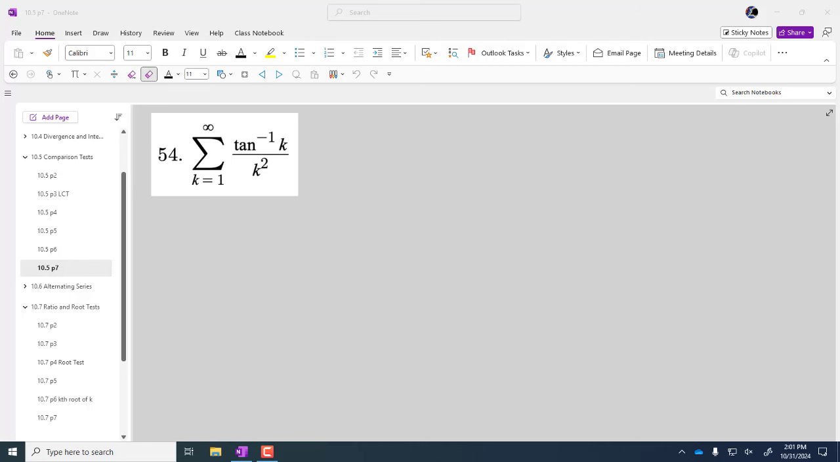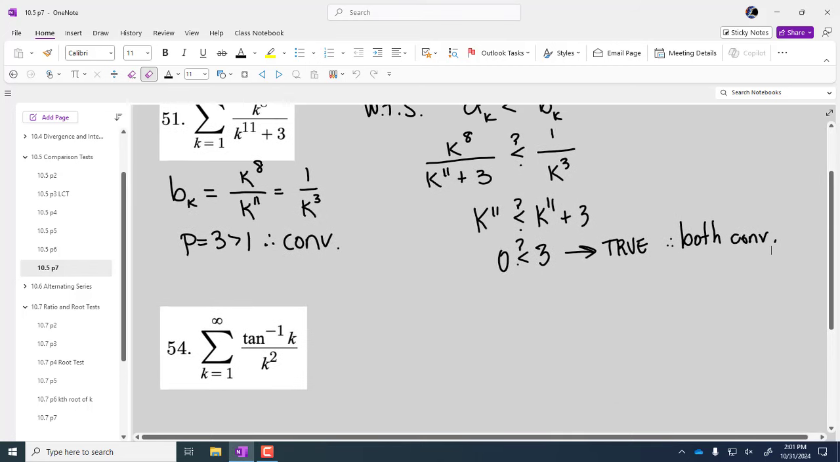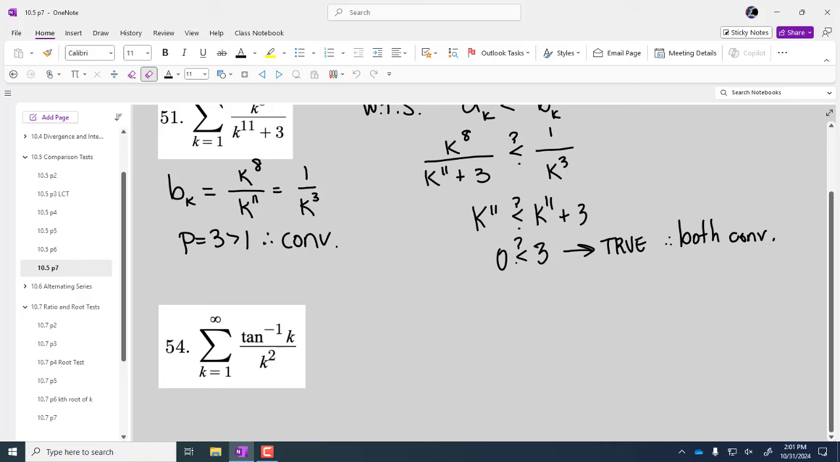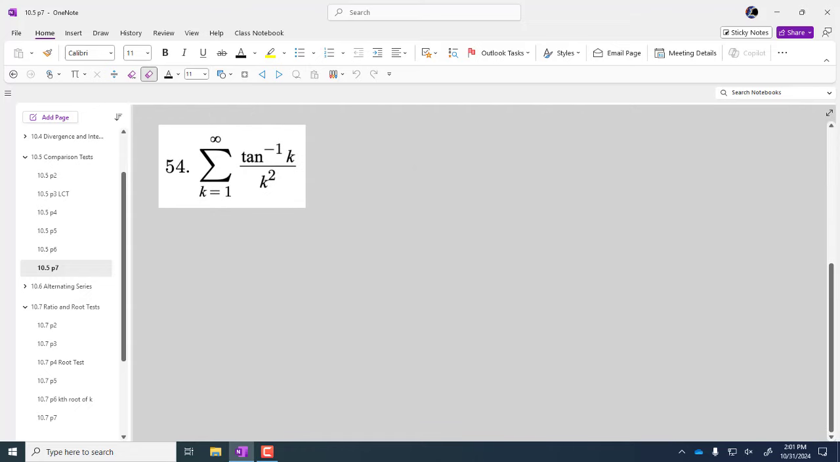Okay, so this is the last question in 10.5, the comparison test. Here is our last one from that section that we haven't done yet, that we put off. So we're going to do it now, and we are going to compare.